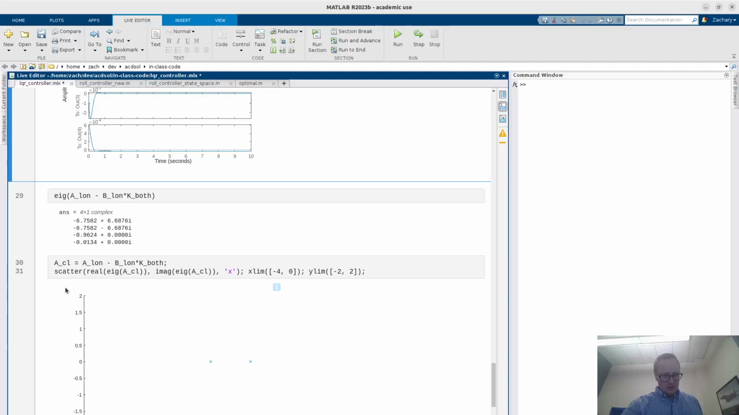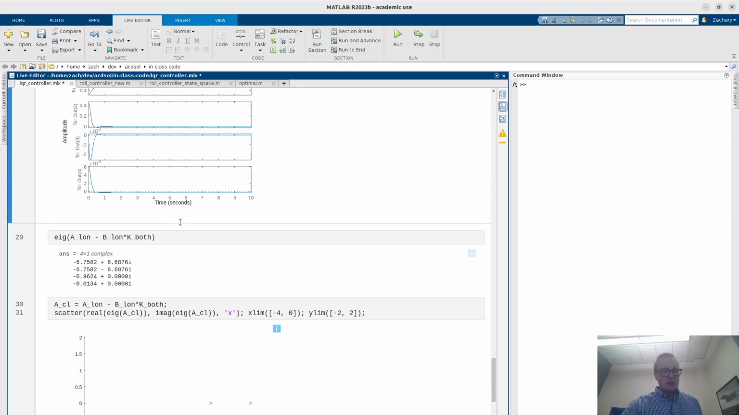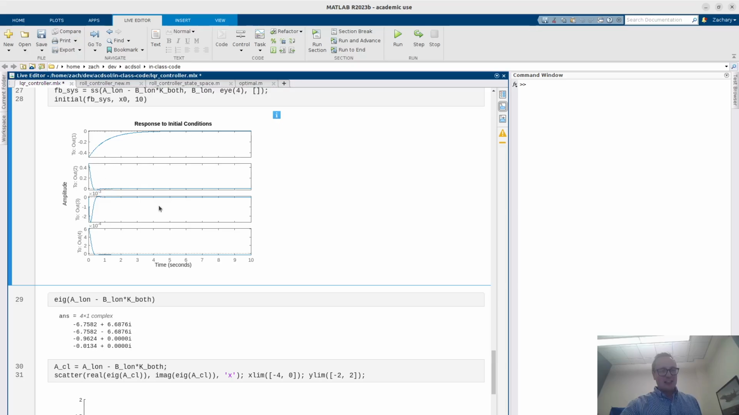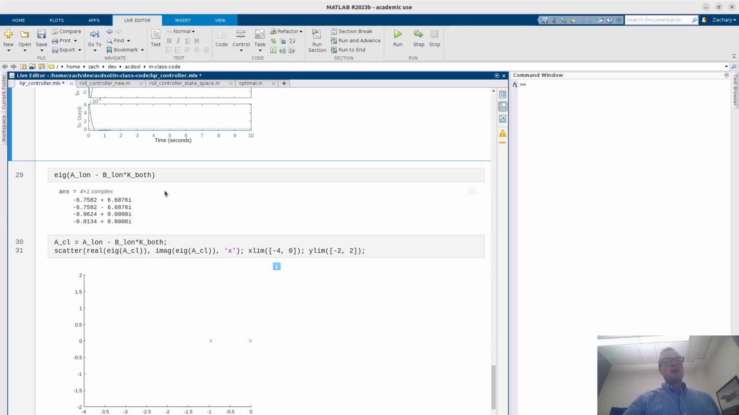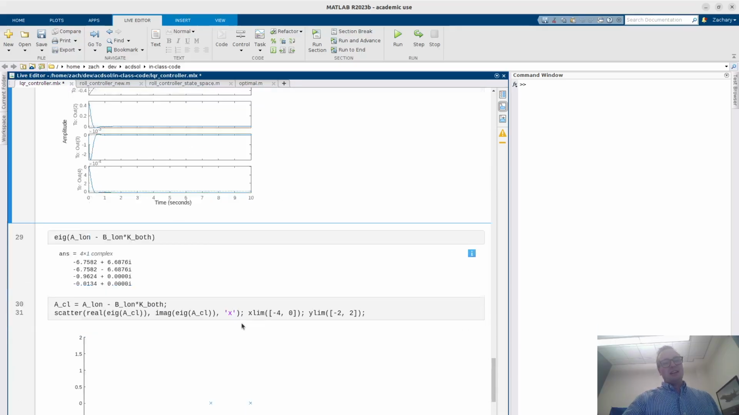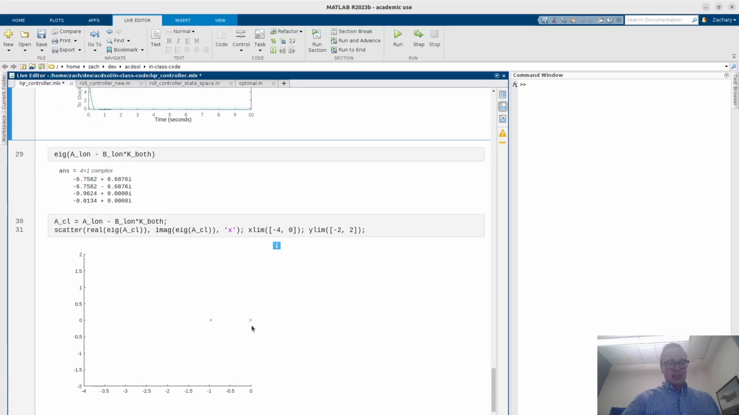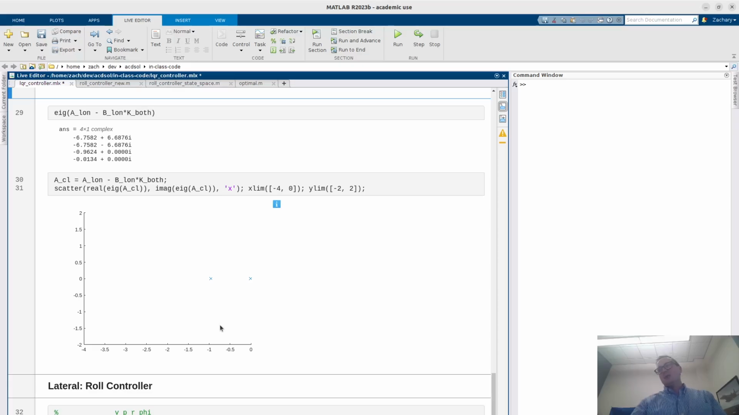There's a short period mode right here, a little bit off to the left outside of this graph, and then it's got these two real modes right here. But you can see that it quickly, well, relatively quickly, drives all of the states to 0. There's this little theta that takes a long time to actually get rid of, but overall that corresponds to this mode right here. Overall, it does a very good job of controlling both of the modes.